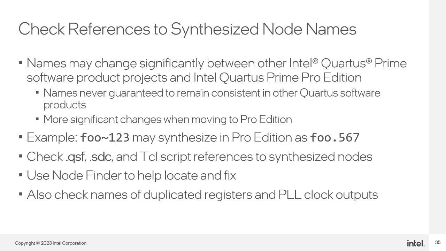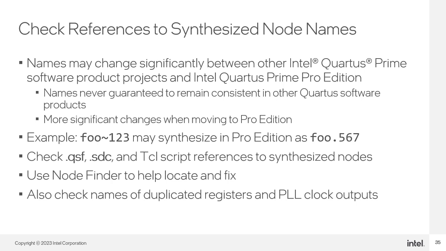Synthesizing a design creates internal signal nodes that can be referenced by project assignments. The names of these nodes are based off of the RTL design, but random characters are often added to uniquely identify each one. There is no guarantee that these names remain the same through different versions of the Intel Quartus software, and moving to the Quartus Prime Pro Edition, the name changes may be even more significant. If you have any assignments or commands that reference synthesized nodes, verify and adjust the node names as needed.